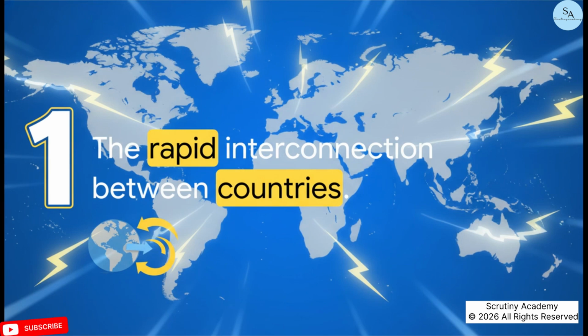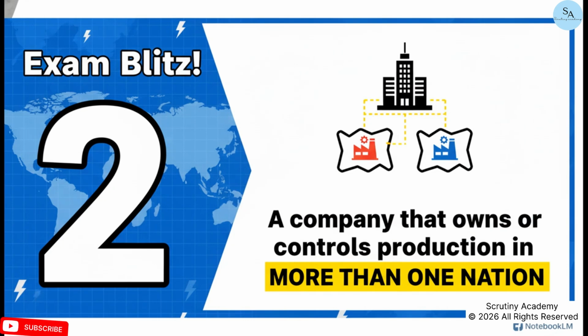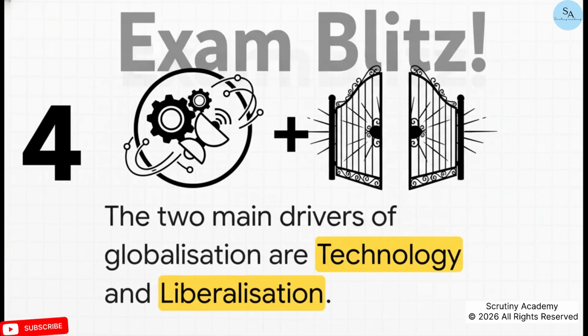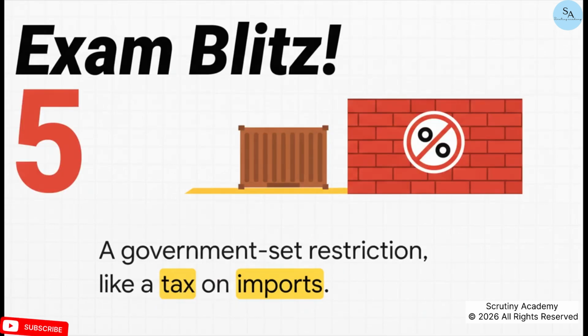Number 1. Globalization. What is it? Rapid interconnection between countries. Done. Number 2, MNC. The key phrase, a company that controls production in more than one nation. Number 3, foreign investment. This is money spent by an MNC to buy assets. Think land, buildings, machines. Number 4. The main drivers. What are they? Easy. Technology and liberalization.